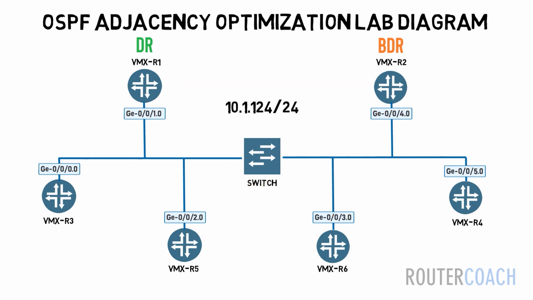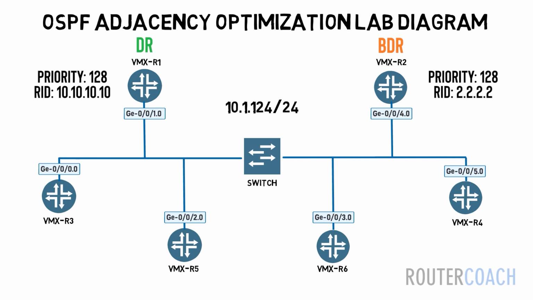The DR is elected based upon two criteria: a higher priority first, and if the priority values are the same, then the highest router ID. A priority value of 0 means the device is not eligible for the DR election. All other routers are called DR others.